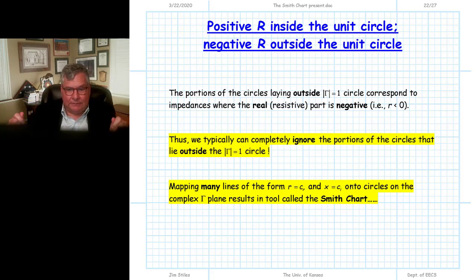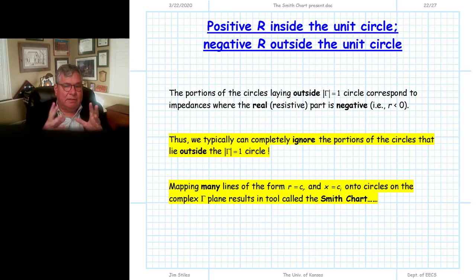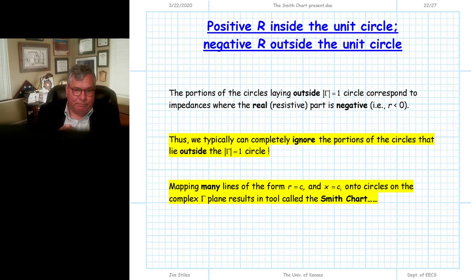All right. So, putting this together, if we have contours of the form R is equal to some CR, as long as CR is positive, what we find is they map into circles which lie completely inside of the unit circle. They are completely in the valid region.